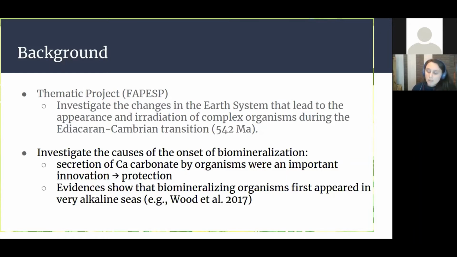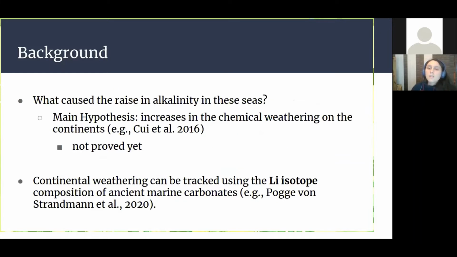So what we know about it is that evidence shows that biomineralizing organisms first appear in very alkaline seas. So knowing that, what we want to know is what was the cause of this increase in alkalinity. The main hypothesis in the literature is that this increase was caused by chemical weathering on the continent. But this hypothesis has not been proven yet. A good thing is that we can use lithium isotopes to assess the continental weathering flux. So we can track it by using this type of isotopes.